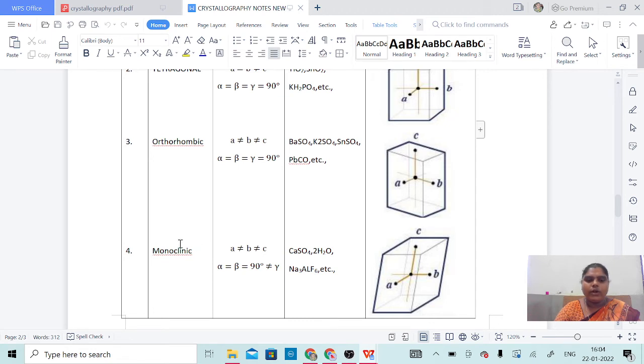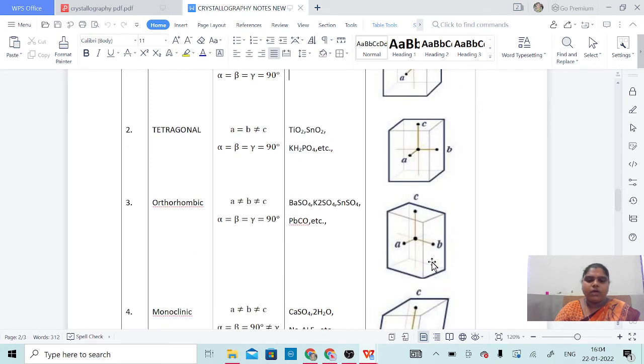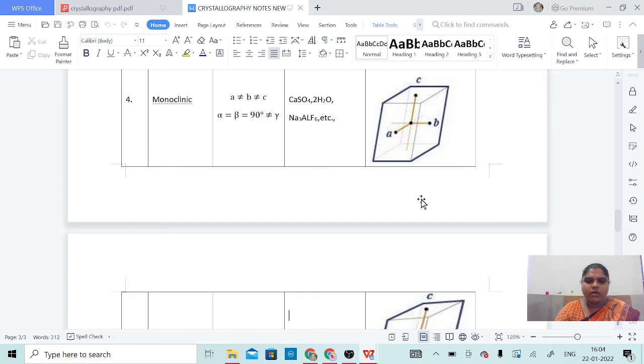And monoclinic. Here also the primitives are not equal, and alpha equals beta equals 90 degrees but not equal to gamma. The interfacial angles alpha and beta are equal, but gamma is different.